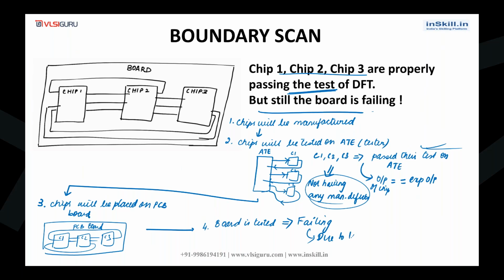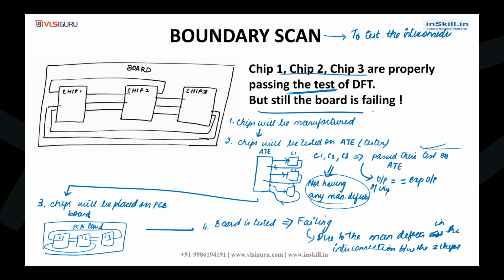This can be due to manufacturing defects in the interconnection between the two chips. So we go for boundary scan to test the interconnection between the two chips.